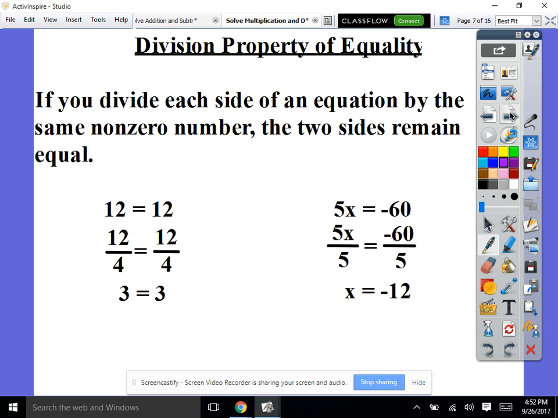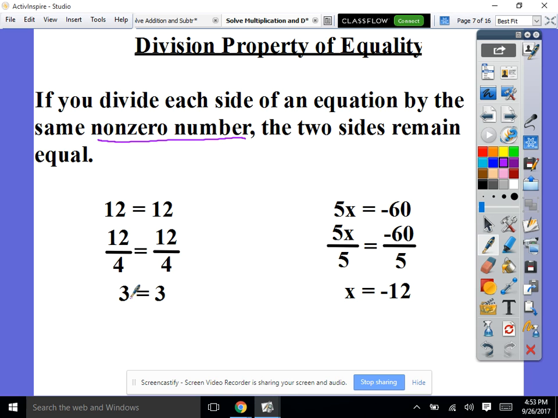Okay. The division property of equality says if you divide each side of an equation by the same non-zero number, the two sides remain equal. Why do you think they say non-zero number? I want you to think about that for tomorrow, and we will talk about why they specify non-zero numbers. All right, so if we start out with 12 equals 12, and we divide both sides by 4, 12 divided by 4 equals 12 divided by 4, 3 equals 3.